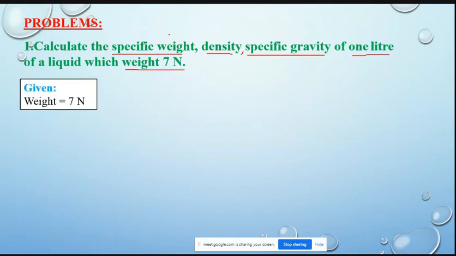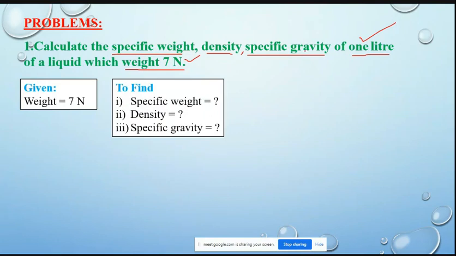So we are having a major given data that is called weight, which is 7 Newton. Similarly, we are having one more given data, that is 1 liter of liquid. So 1 liter of liquid is equal to volume. So you can consider this as a volume. Okay. Similarly, we have to find three data, that are specific weight, density, and specific gravity.